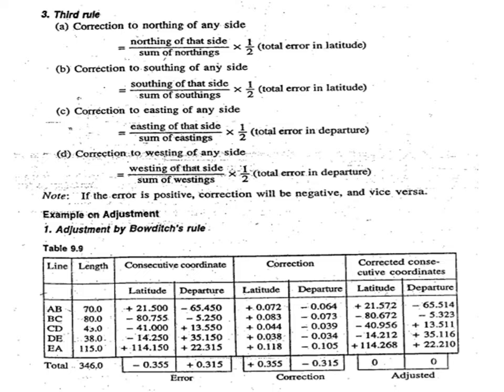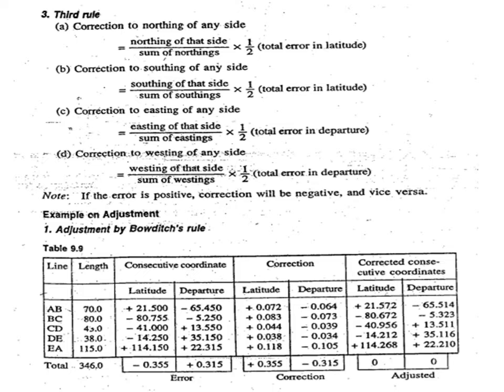Then we will consider the third rule. The correction to northing of any side is calculated as northing of that side divided by sum of northing multiplied by 1/2 into total error in latitude. Similarly, correction to southing of any side is calculated as southing of that side divided by sum of southing multiplied by 1/2 into total error in latitude.